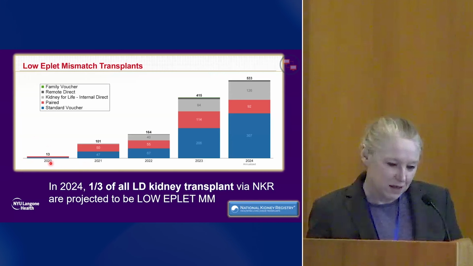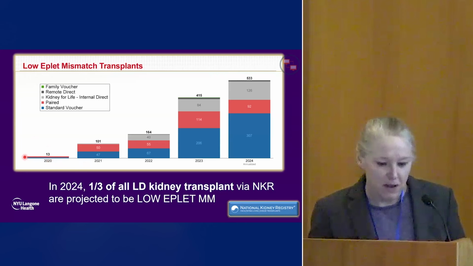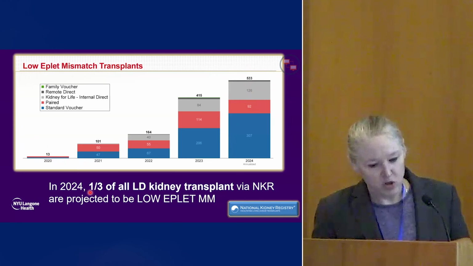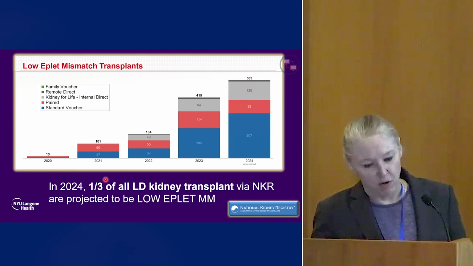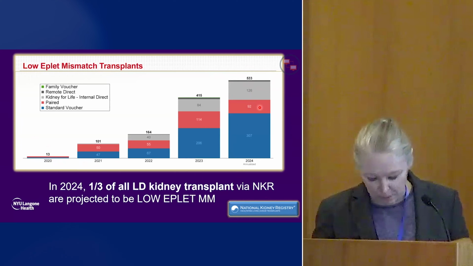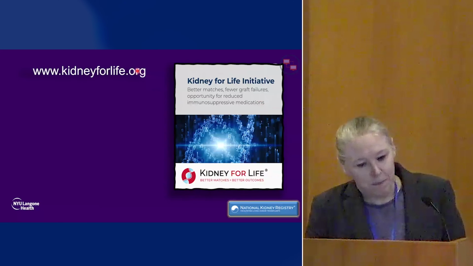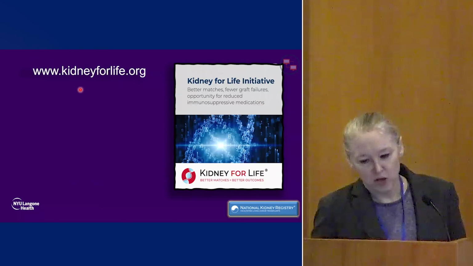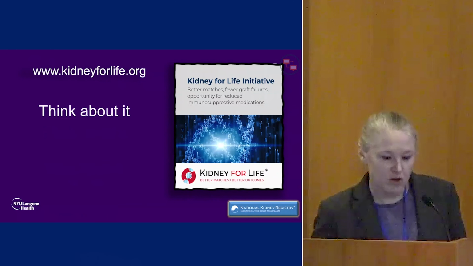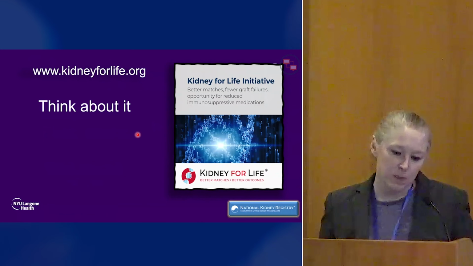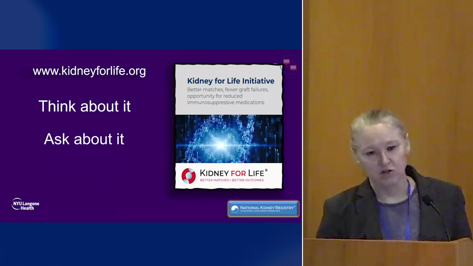So 2020 was when this idea was first conceived of and proposed. And these are the numbers of low eplet mismatched living donor transplants that have been done in that time. And so in 2024, an estimated 1/3 of all of the living donor transplants that have been facilitated by the NKR are projected to be low eplet mismatched transplants. And so the Kidney for Life, kidneyforlife.org, this is the webpage where you can go to get information about how to register for this. There are so many transplant programs across the country that participate. So the message to patients is, think about this, ask your teams about it.